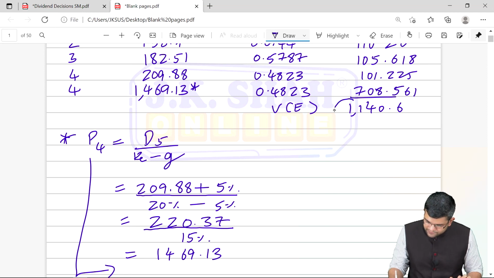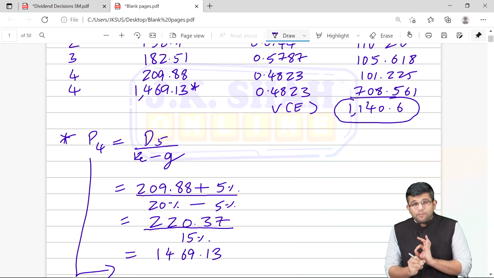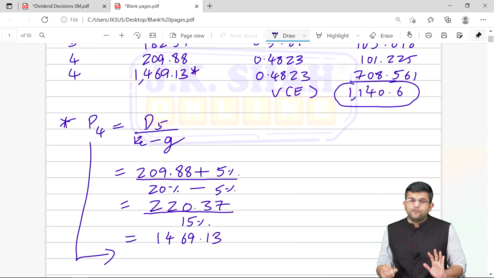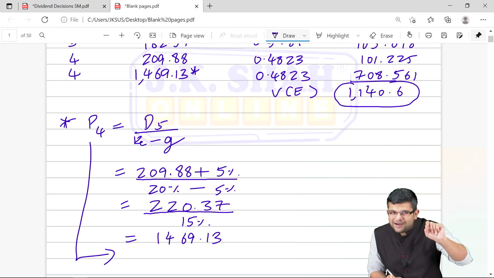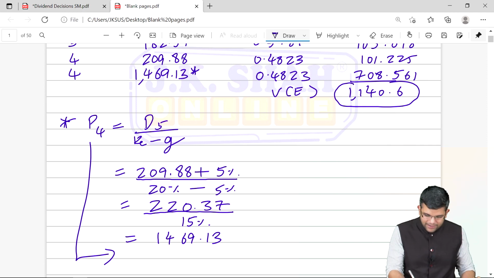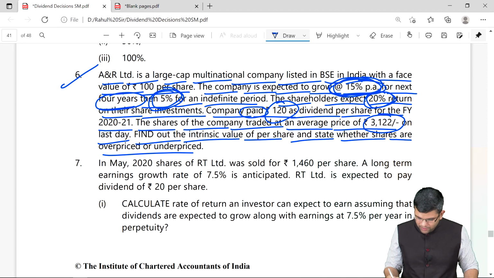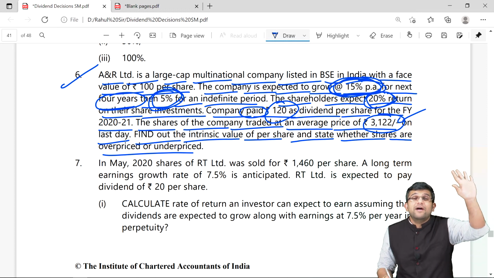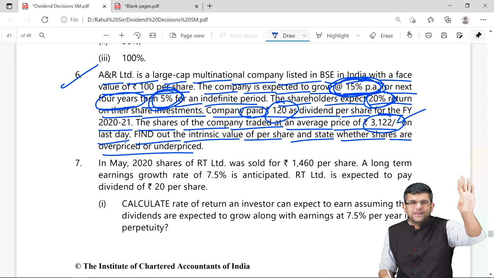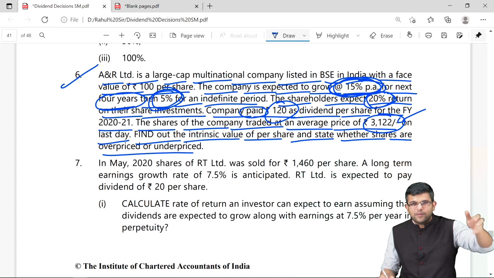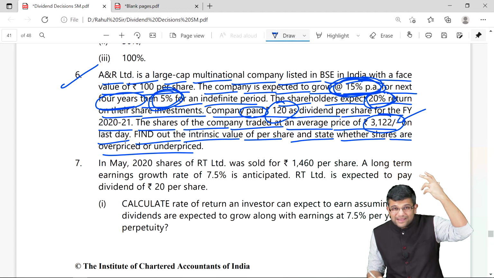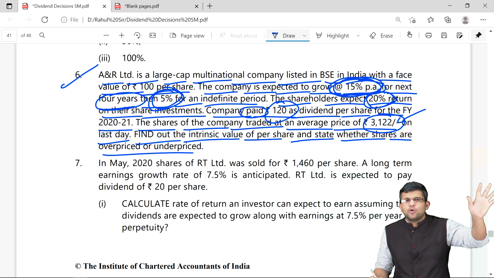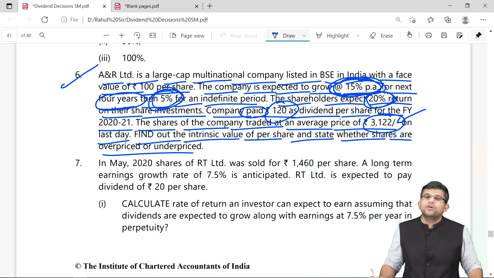Which means for this share I am ready to maximum pay 1140.6. This 1140.6 is the theoretical value, the intrinsic value of the share, and children, the actual value is 3122. Overvalued, overpriced, expensive, we will reject it. Everybody clear? Because I am ready to maximum pay 1140. You are asking me to pay 3122 for this share. You are overpriced and I will therefore reject you.